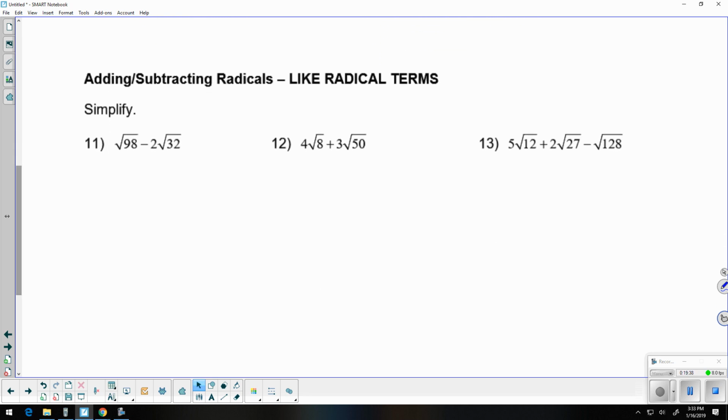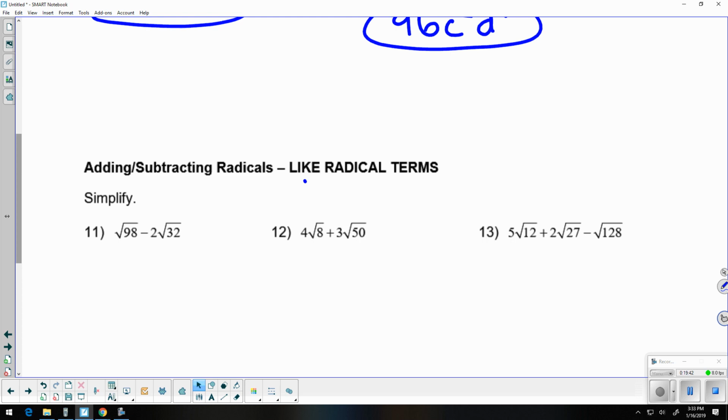So now we're adding and subtracting with radicals. Key thing here, you have to have like radical terms. So what's a like radical term? Here's an example. If I had 5 square root 3, I can add to it something like 7 square root 3. Basically, the radicals have to be the same. That's going to constitute a like radical term. The radicals are the same. So if you add these two together, you're really just adding the coefficients, 5 and 7, you get 12 square root 3.